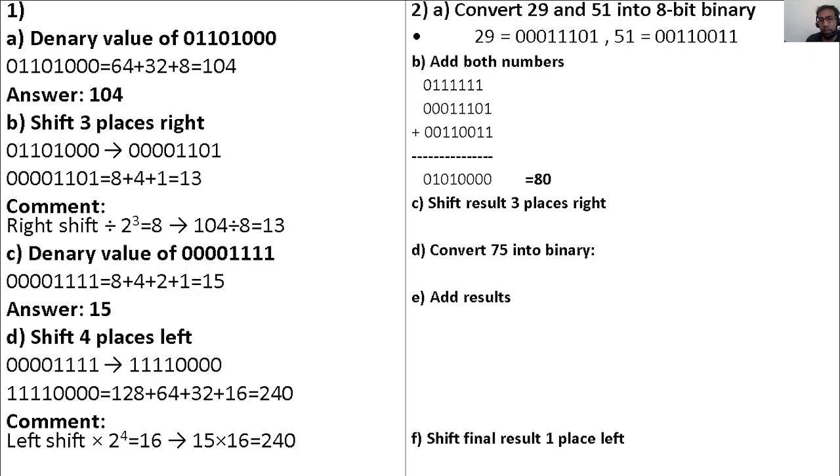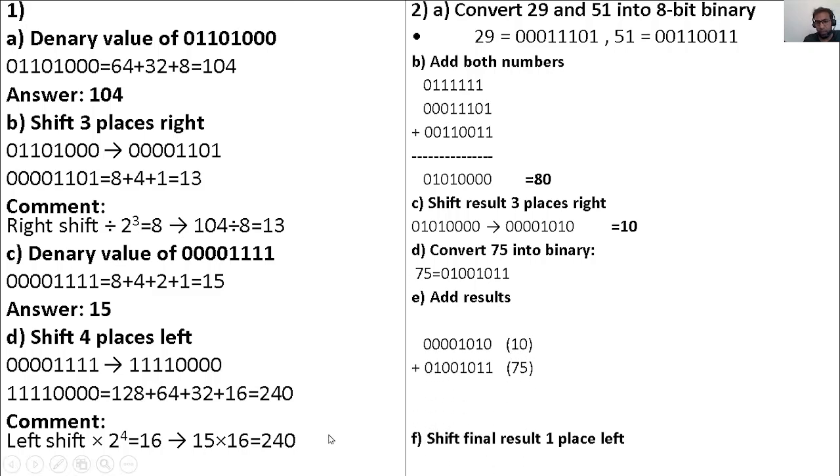Next, this is how we added these numbers. We got the result 80. Shifting it 3 places right, we got this 1010, and then we got this value. Now we have to add these values, parts D and C. Adding D and C, we get the value 85. How we add: 0 plus 1 gives us the final result. Now we have to shift this result to the left. What will it be representing?